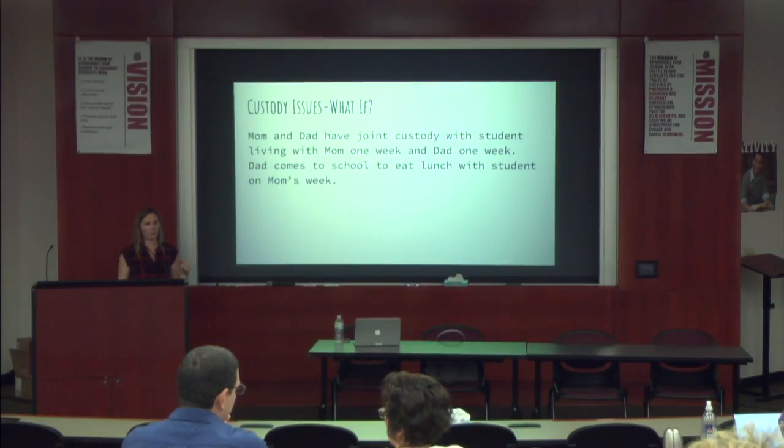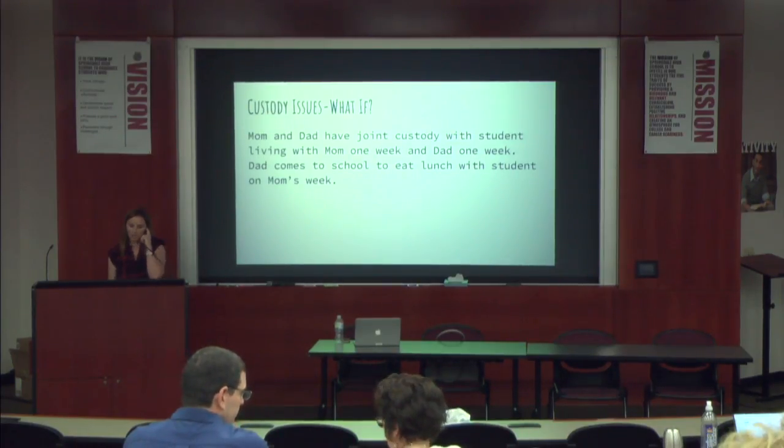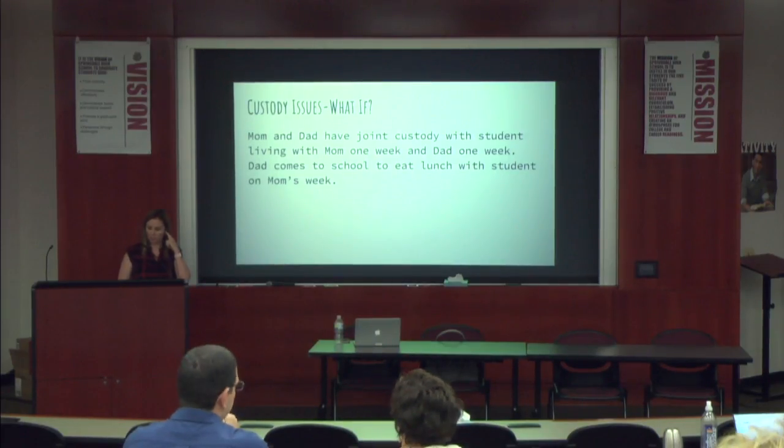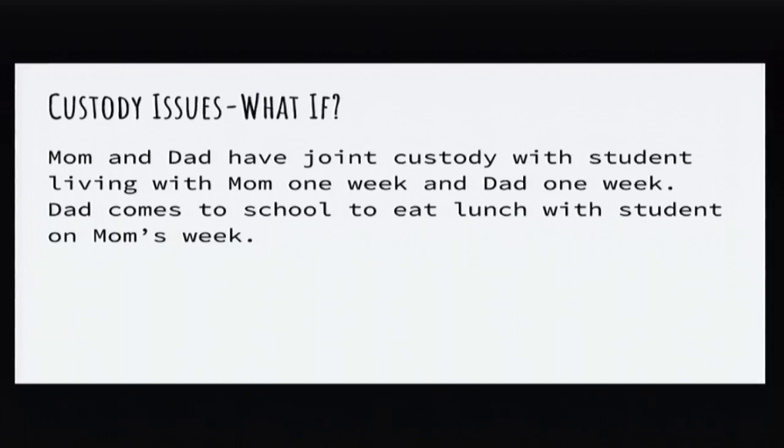So we'll go through a couple of scenarios, and then I'm sure this will spark some thought. Mom and dad have joint custody with the student living with mom 1 week and dad 1 week. Dad comes to school to eat lunch with the student on mom's week. This one, I would not mess with trying to figure out whose week is whose. You have way too much stuff to be doing. So if mom and dad are both active participants in the child's life, there we go. If it's an issue and mom gets upset about it, then say, hey, mom, you need to provide us with something that says that they can't do this. All we can go by is what our records show.